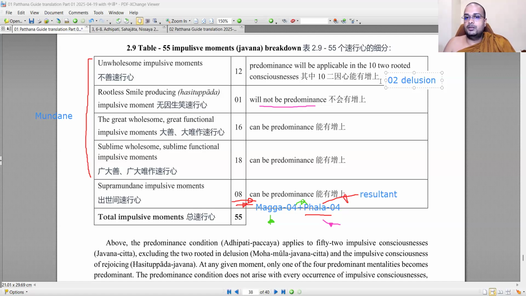And it's the same case with the two delusion-rooted consciousness, which are associated with doubt and restlessness. Nobody is deliberately making an effort to have doubt, and nobody is really trying to have a restless mind, right? So it happens. It's like that.